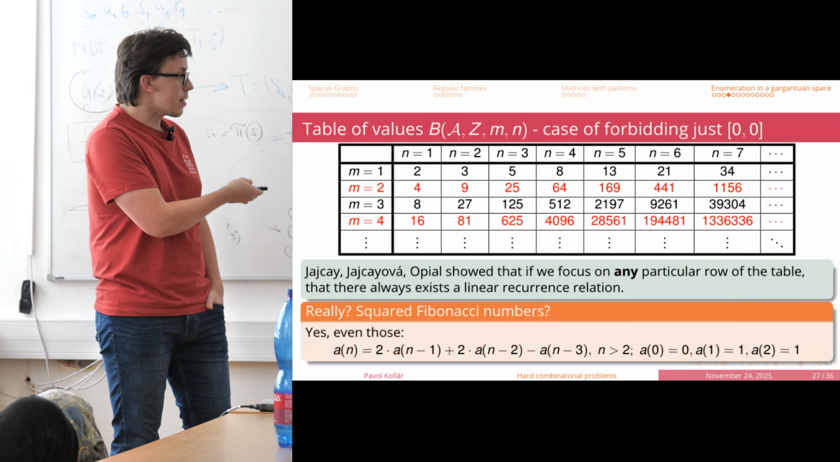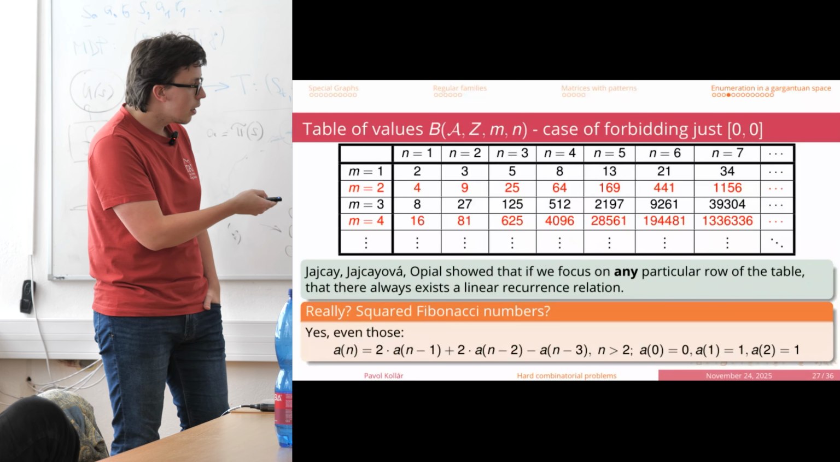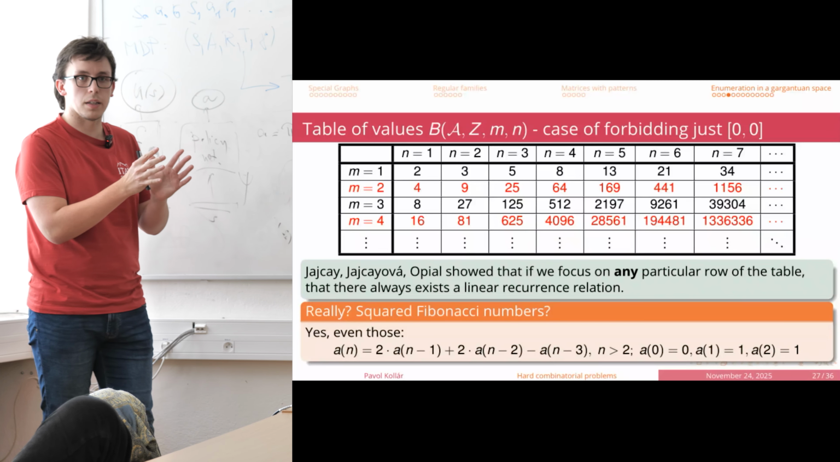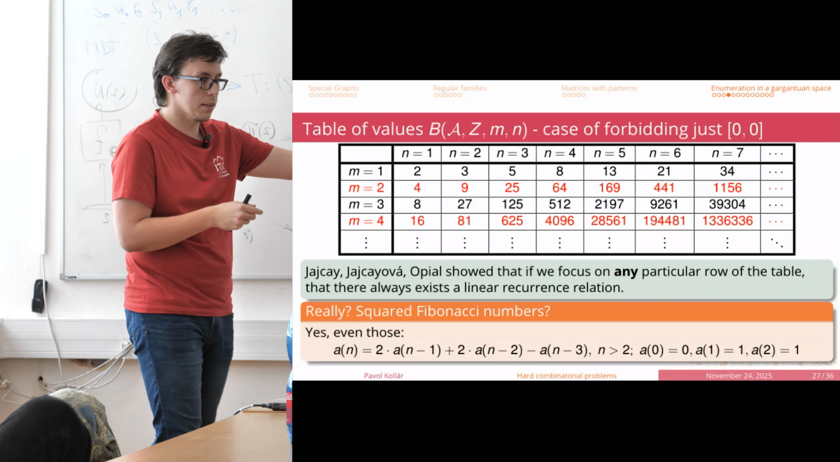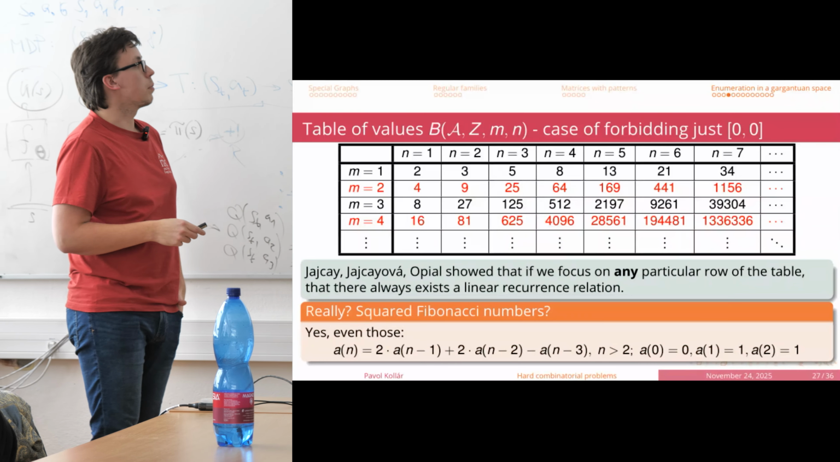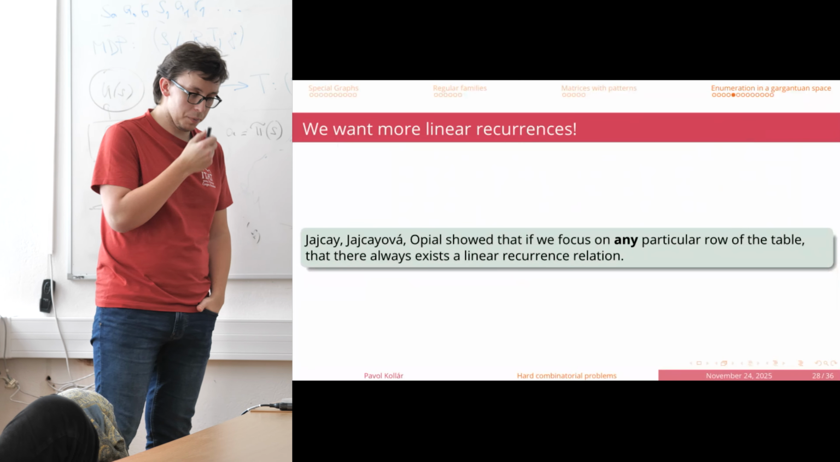But for squares, that's not quite so clear. But in fact, there exists a linear recurrence relation, in this case of degree 3, where you take 3 previous elements. And when you combine them together in a linear combination, you get the next element. And so on forever. So that's a theorem that was proved in a paper.